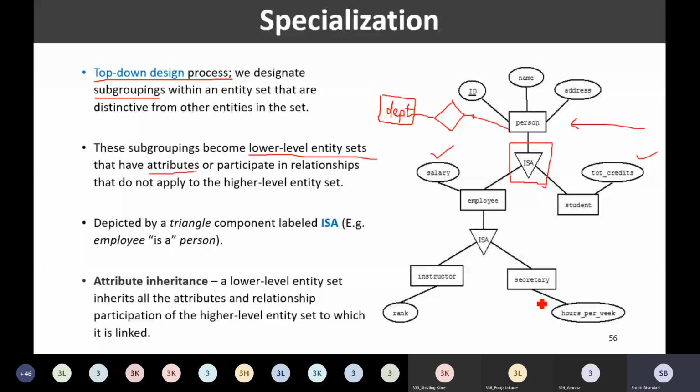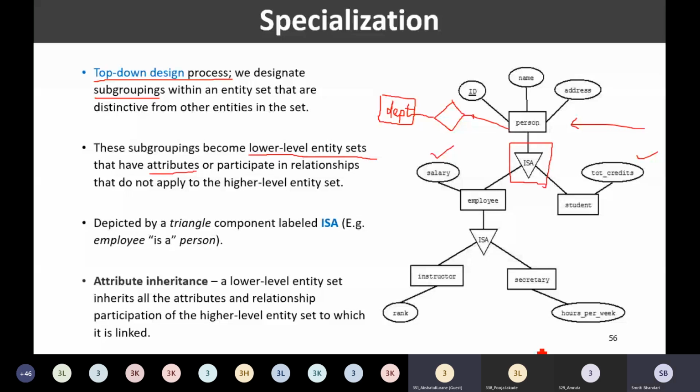Are you getting me? Yes. Roll number 351. Akshata. Roll number 351. Yes, ma'am. Are you there? Yes, ma'am. Have you understood the concept? Yes, ma'am. Okay. So, what is specialization? Can you repeat what is specialization, Akshata? Yes, ma'am.